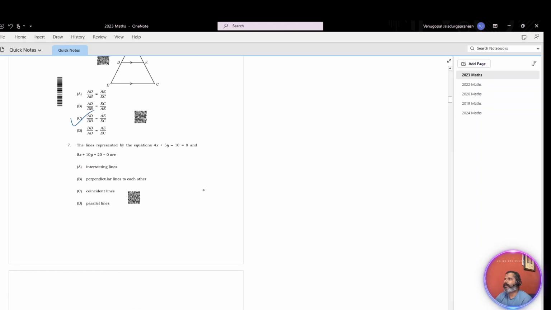The lines represented by this are what lines? Just check out. Seventh one. The lines are given. Just write those lines. 4x plus 5y minus 10 equal to 0. 8x plus 10y plus 20 equal to 0. You have to find the ratios A1 by A2, B1 by B2, C1 by C2. When you find the ratio, 4 by 8 is 1 by 2, 5 by 10 is 1 by 2, minus 10 by 20 is minus 1 by 2.